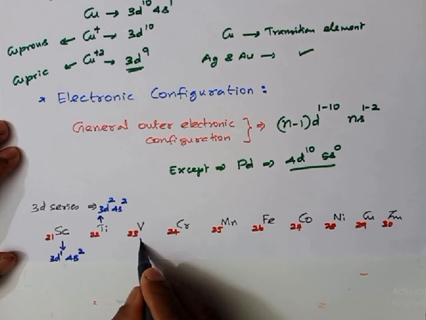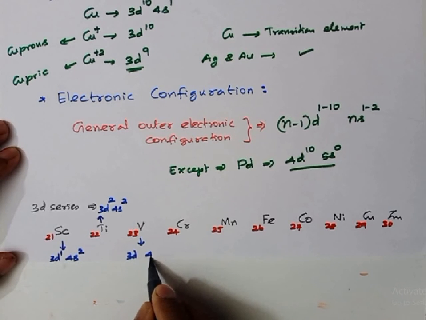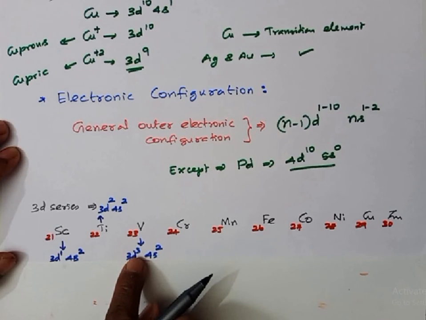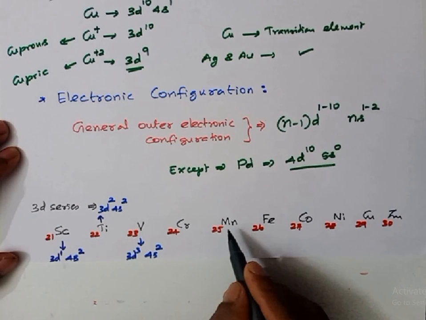Then vanadium I'll write down. 23 is there. So 3d3 4s2. Put 3 here and 2 here. Remember this: the second number you place on d. Clear? Then I'll go to manganese.